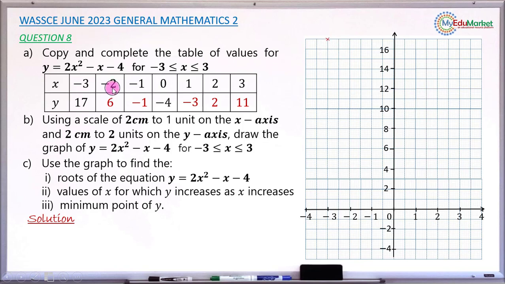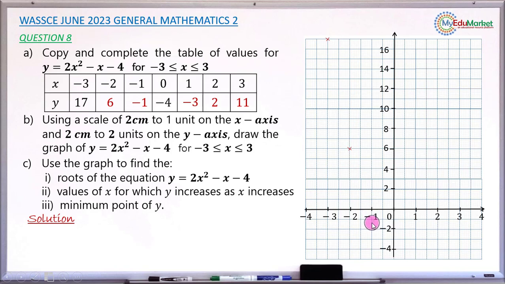You move to the next point, when x is minus 2, y is 6. Where the 2 crosses: if you move here, y is 6, and if you go down, x is minus 2. So you also make a small mark there. Look at it. Next is x minus 1, y minus 1, which is going to be below, somewhere here.